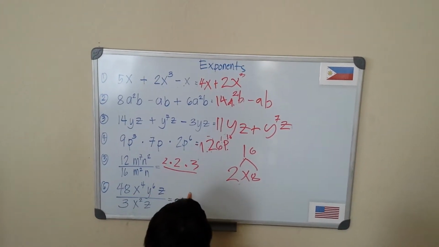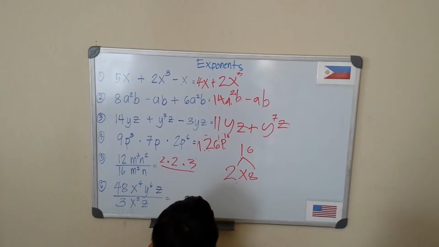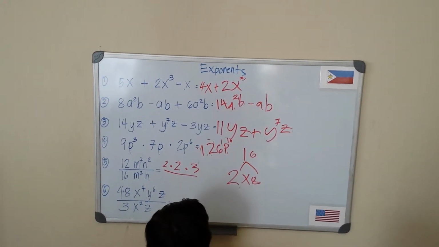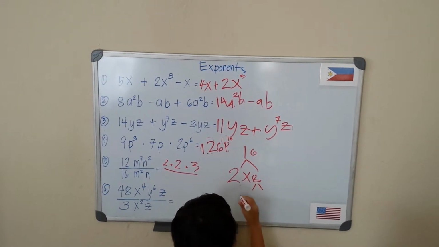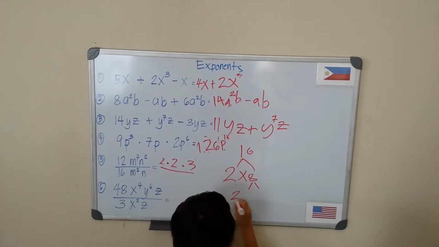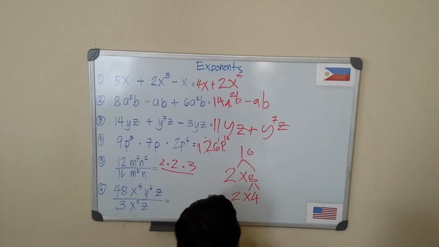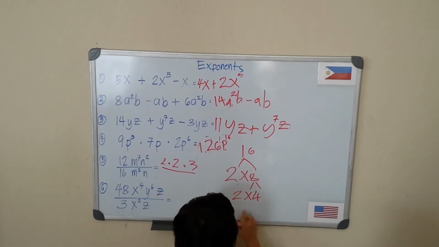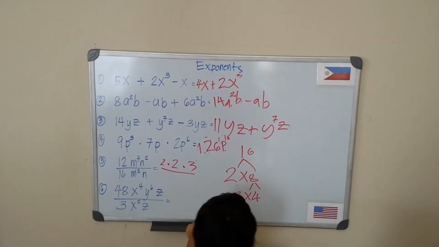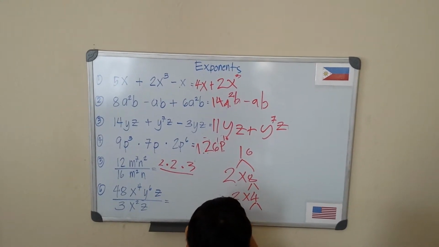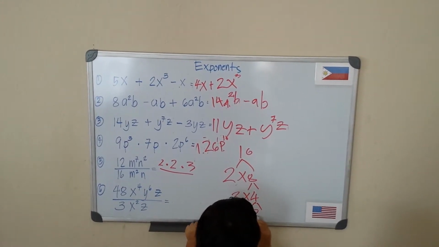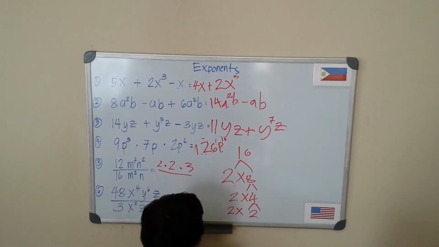2, 3, 5, 7, 11? Nope. So 8 prime factors in 2 times 4. Oh no! We need a prime factor of 4. We need a prime factor again. So this time I got my primes 2, 2 times 2. Now that's always better.